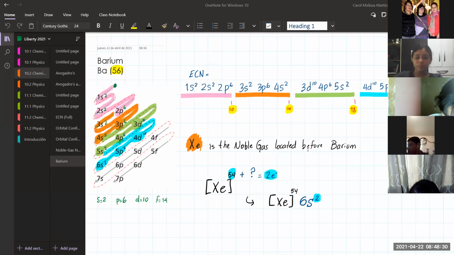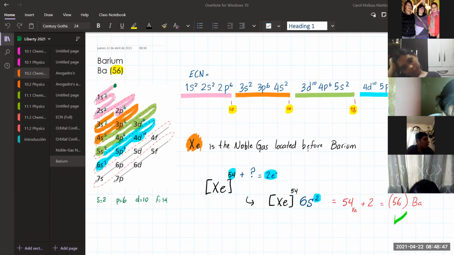So here, to make sure that you did it right, you're going to count the electrons. 54 from xenon plus 2, which gives you 56. And as you already know, barium is 56, so we say that we did it right.